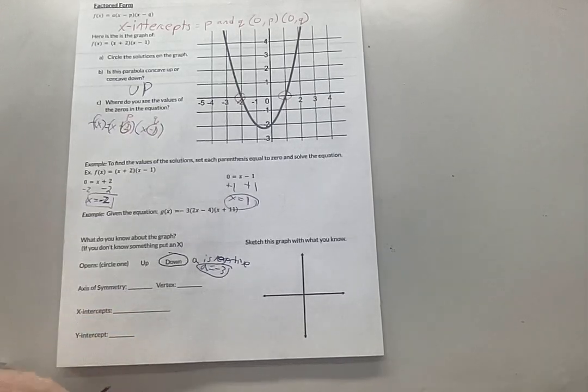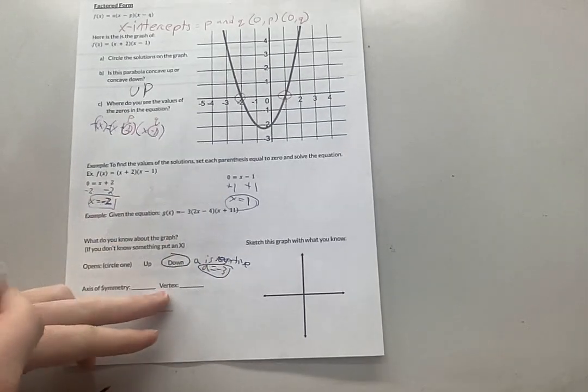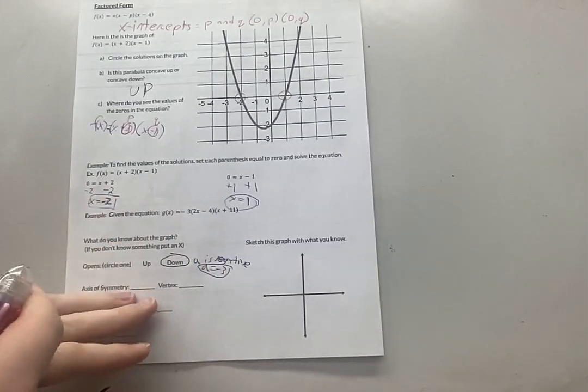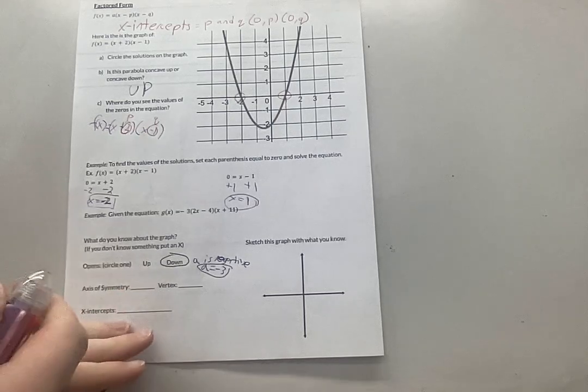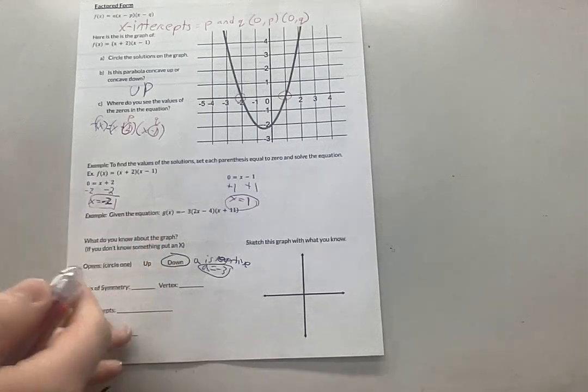And let's take a look. The axis of symmetry. Do we know the axis of symmetry? We can skip that one for now. Do we know the vertex? Let's focus on what we can easily figure out here. We know that the x-intercepts are something.